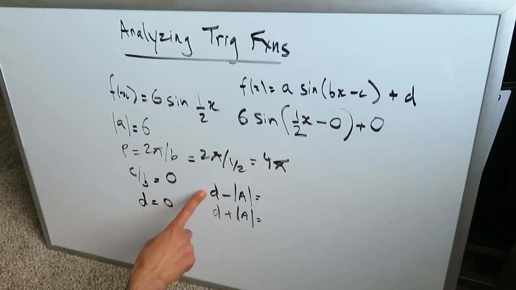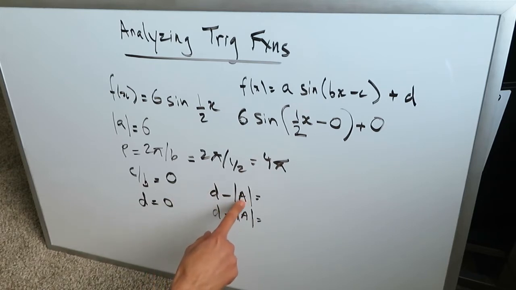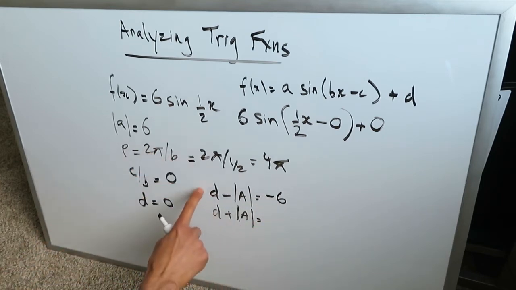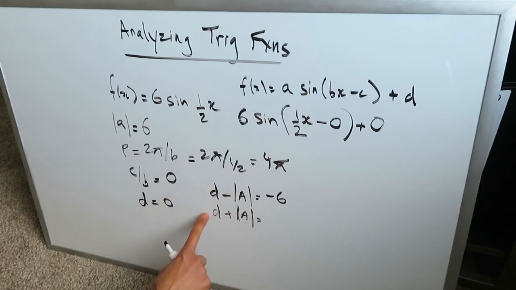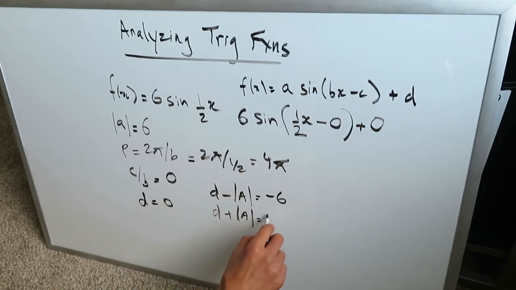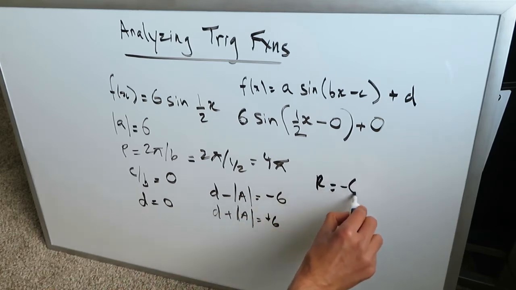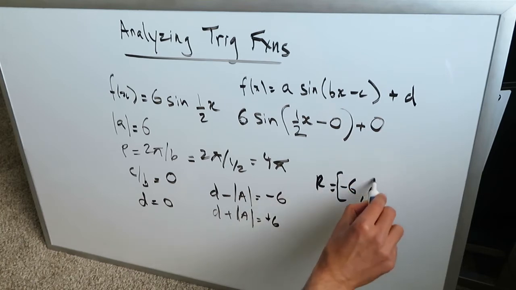What's our d value over here? The d value over here is 0. What's my a value? It's 6. 0 minus 6 gives me what? A minus 6. And look at this, this right here is the lowest extent of your curve. This right here is the highest extent. So 0 plus a is a plus 6. This is giving me specifically my range. The range of this curve is going to be from minus 6 to a positive 6.